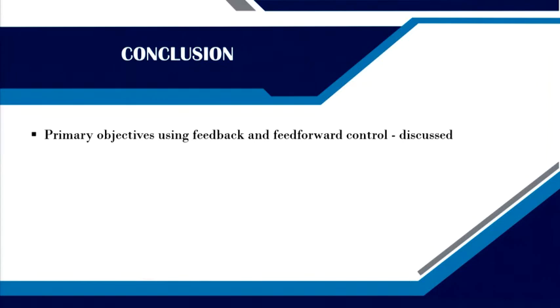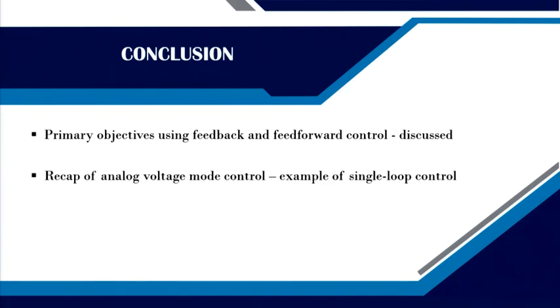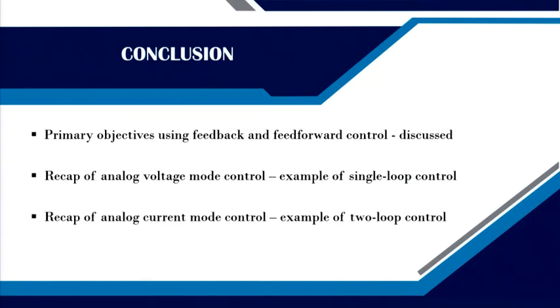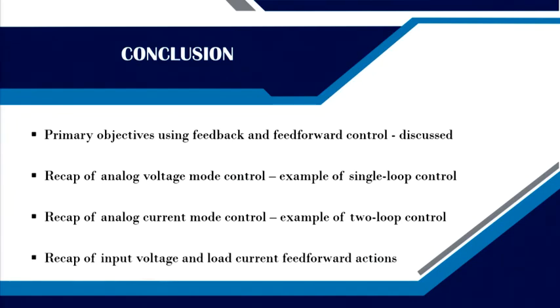So in summary, we have summarized the primary objective using feedback and feed forward control. Then we have recapitulated analog voltage mode control, an example of single loop control. We have discussed current mode control, which is a 2-loop control example. Then we have recapitulated input voltage and load current feed forward action, and in the subsequent lecture we will slowly digitize this analog loop, and we want to see the number of ADC and DAC requirements. So with this, I would say that this is the first step to go for digital control, and the method of digitization will be discussed in the subsequent lecture. So with this, I will finish it here. Thank you very much.